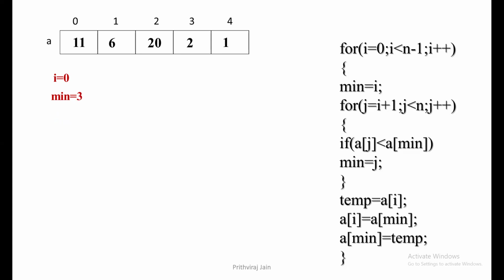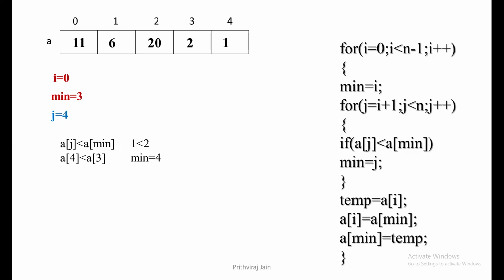Again j is incremented, j is equal to 4 now. So a of 4 is compared with a of 3. Now 3 is the minimum position that we found in the previous iteration. 1 is compared with 2. Again, this condition is true. So the min value got changed, that means we found one more new position for the minimum value, that is minimum is equal to 4. Minimum equal to 4 indicates that among the remaining elements in our array, 6, 20, 2 and 1, 1 is the minimum-most element, found at position 4. Hence, we found the minimum position as 4.